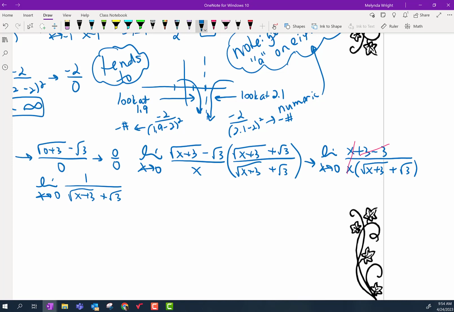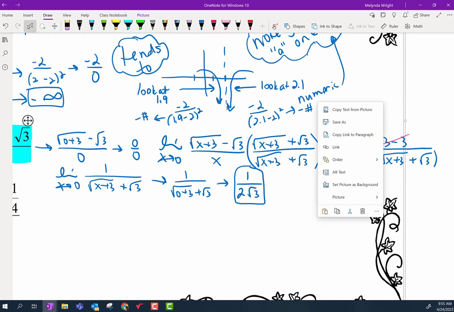Now that's the limit that we're going to do. Now we plug the 0 in. I get 1 over the square root of 0 plus 3 plus the square root of 3. That is 1 over, let's see, 1 square root of 3 plus 1 square root of 3 is 2 square root of 3. And you do not need to rationalize in calculus. You're done with that. So now we've done a type 2 doing multiplying by the conjugate.